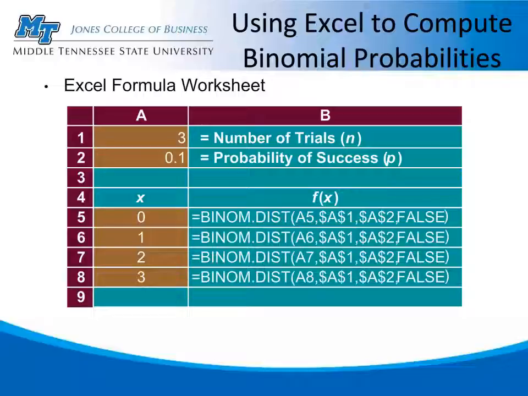Now you can see here that the formulas are being used. A5 is the first value of X. Now the dollar sign fixes the reference, where it's always going to be A1. So we're always going to have three trials. A2 has the dollar signs on it, so that's going to be fixed. It's always going to use the 0.1 as the probability of success.